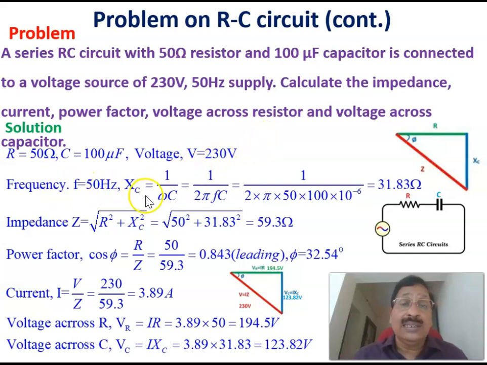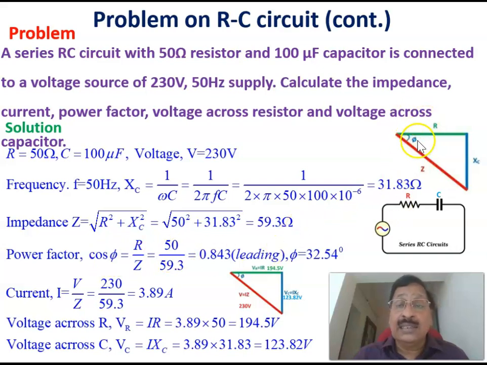Then you have to calculate the capacitive reactance, 1 by omega C, 1 by 2 pi F C, 1 by 2 pi into 50 into C, 100 microfarad. We'll be getting 31.83 ohms. Similarly, you have to calculate the impedance. Impedance equals root of R squared plus XC squared. You'll be getting root of 50 squared plus 31.83 squared, or 59.3 ohms.